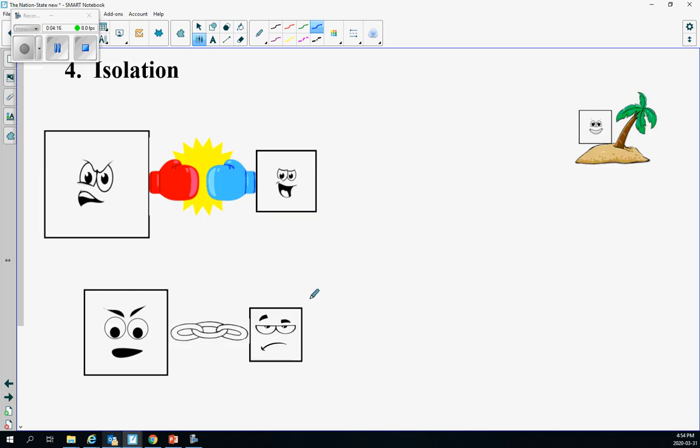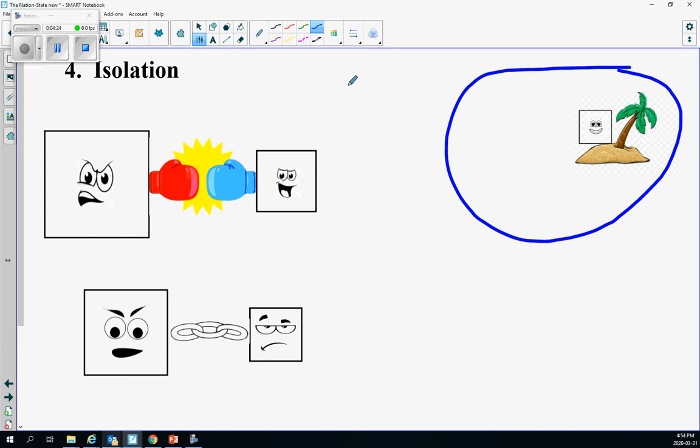Option 4 is isolationism. This involves a nation state going off on its own and not getting involved politically, economically, or both with the actions of other nation states. A good example of isolationism, and this one might surprise you: in the years leading up to World War II, the United States of America was an isolationist state. They isolated themselves politically and economically from what was going on in Europe, and they actually didn't enter World War II until 1941.